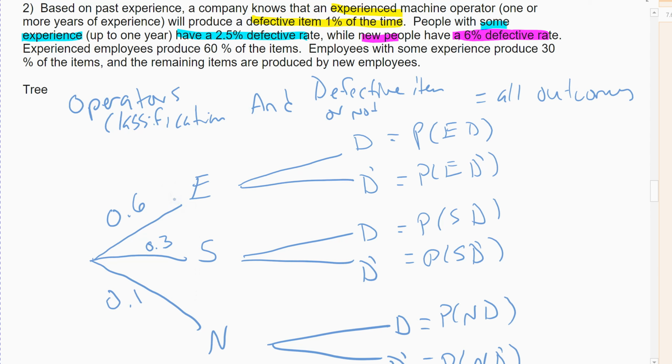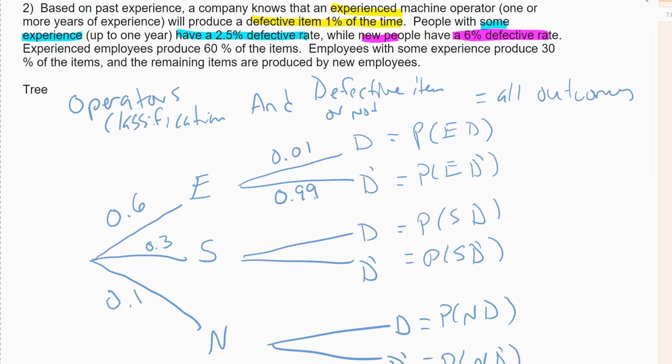So 60% of the items are made by the experienced, 30% by the some experience, and 10% by the new people. Right? Now what's the odds that those they produce are good or bad? Alright, so these are my conditionals. Given that an item was made by the experienced guy, only 1% of them will come out bad. So the odds that it comes out bad, defective, is 1%. Now be careful, remember 1% is 0.01. Don't forget the 0, which means 99% of them are good. Right? 99% are fine.